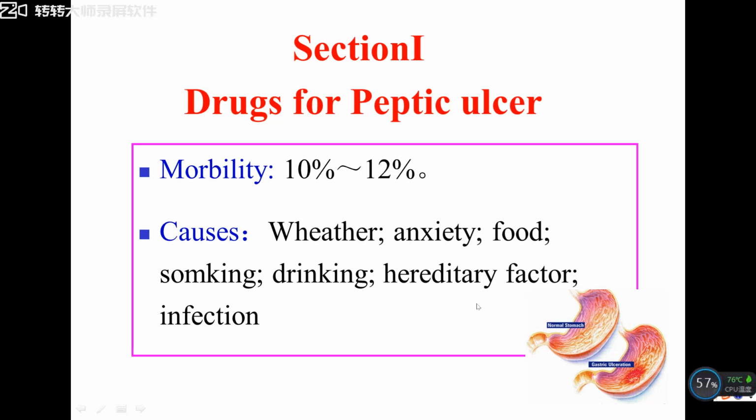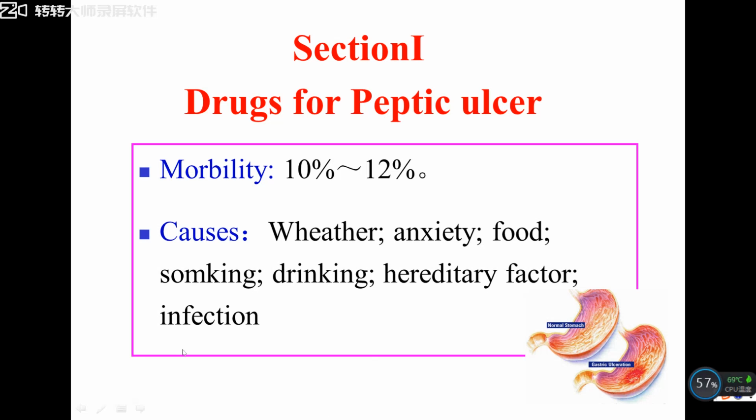Let's explain this factor. What is your blood type? O, A, B, or AB type? Do you know? O type. The gastric ulcer morbidity is 4 times higher than the other blood types. So it is the hereditary factor, gene factor, and infection. Do you know that more than 90% of gastric ulcer patients are infected with HP bacteria?